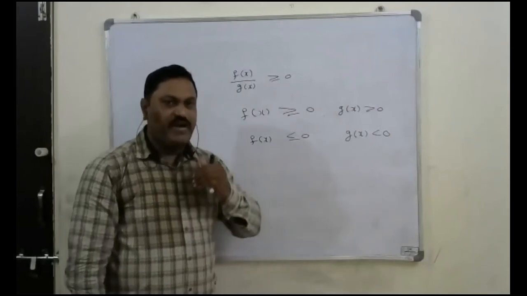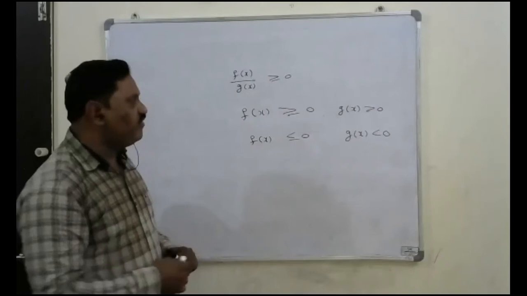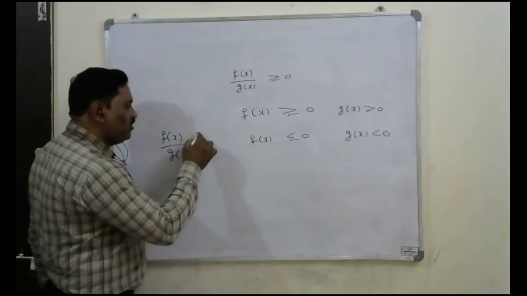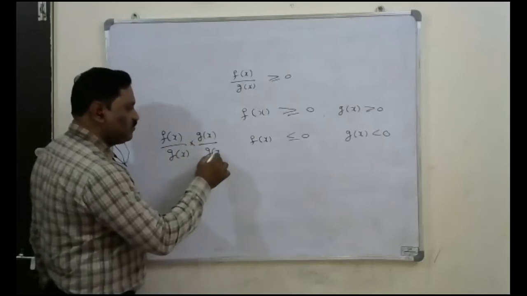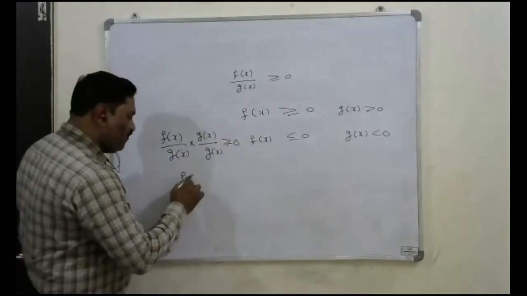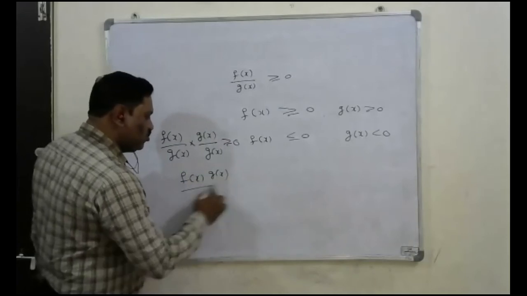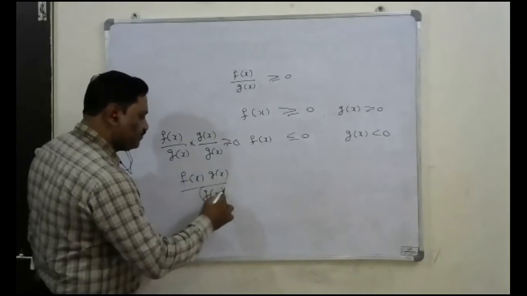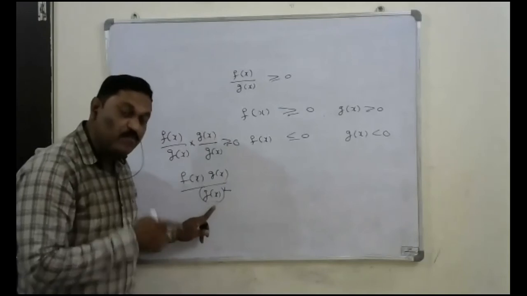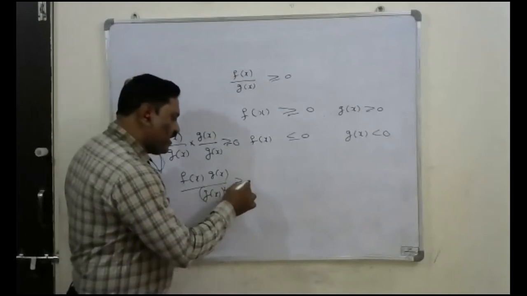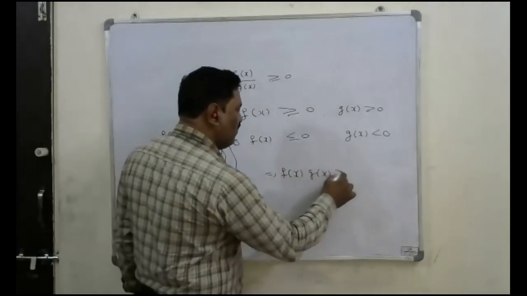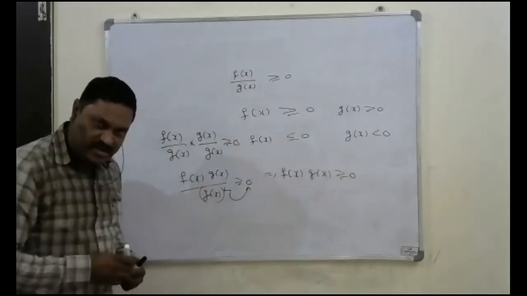But suppose I don't know the sign of g of x, then what we will do is, f of x upon g of x is there, then multiply and divide by g of x. Then if I do so, f of x into g of x upon g of x whole square we are getting in the denominator. Whole square means this is always positive. So that's why now we can send this to the other side, that inequation is not going to change. That's why f of x into g of x greater than or equal to 0 we can take it, right?